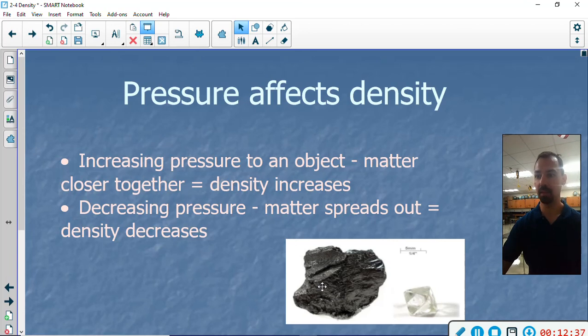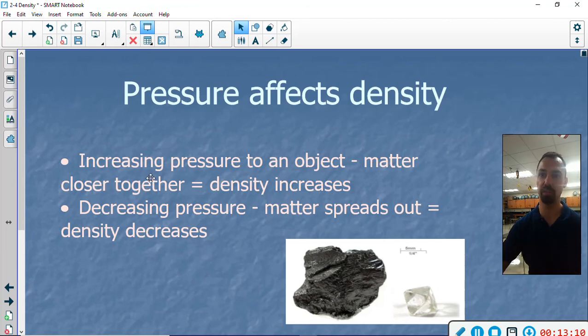Carbon in 2 different forms. This is graphite or coal. Coal is found in the environment. It's black and not a very strong material. It breaks pretty easily. On the other hand, diamond is carbon that has undergone intense heat and pressure and actually changes its form to a crystalline solid that is so dense, it's one of the hardest materials known to man.